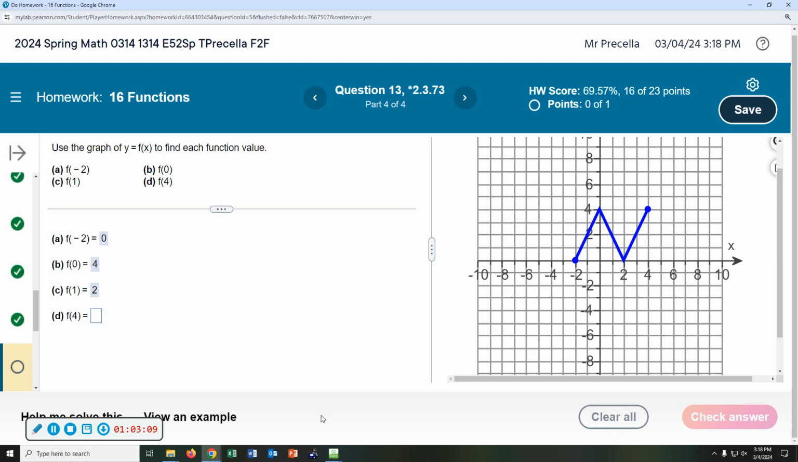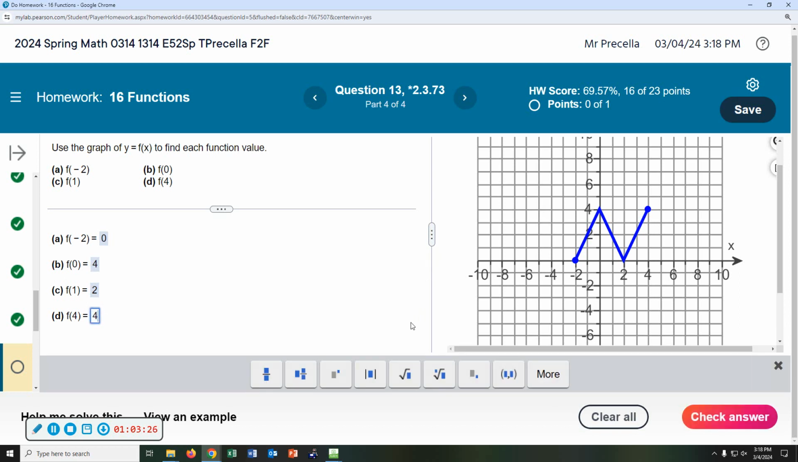One more part, f of 4. I'm not going to say anything. When x is 4, what's the y value? I think I said it. Yeah, when x is 4, the y value is 4.